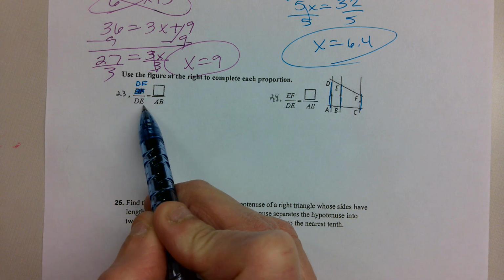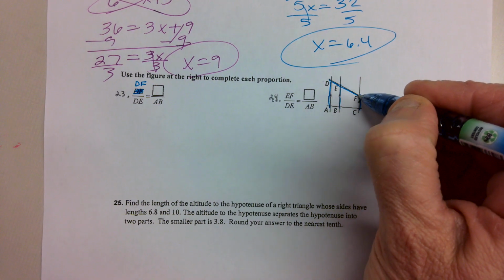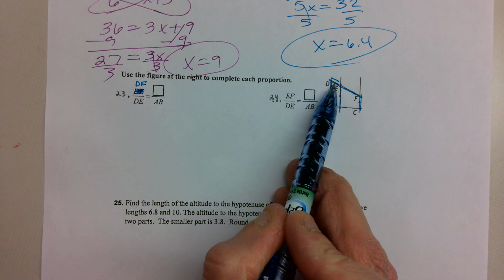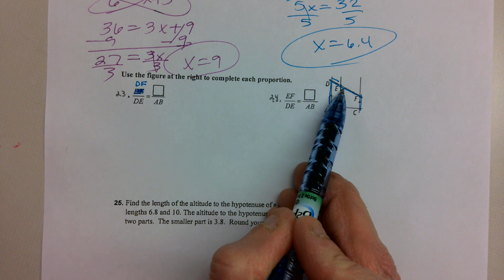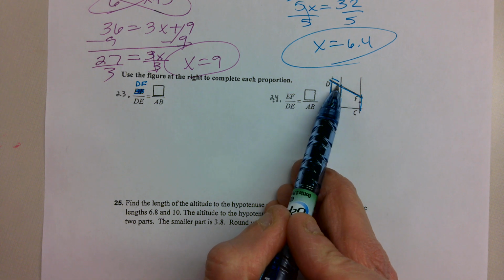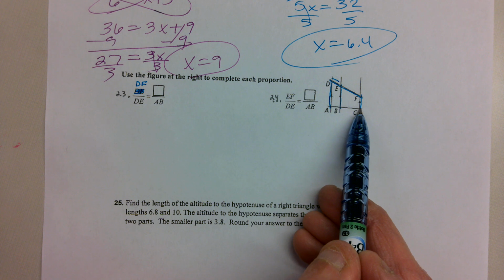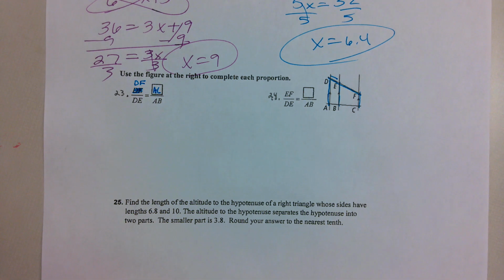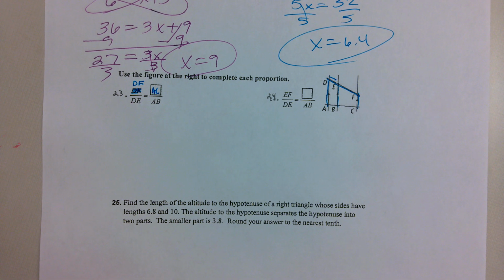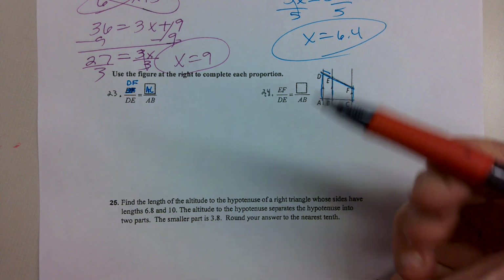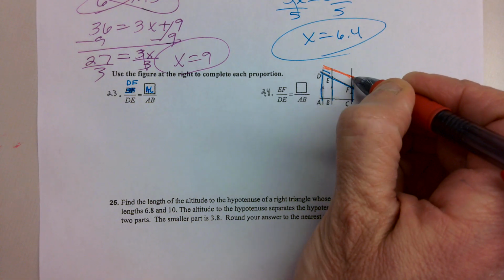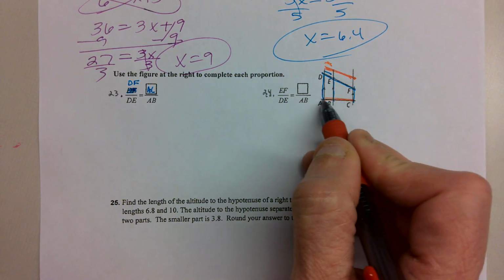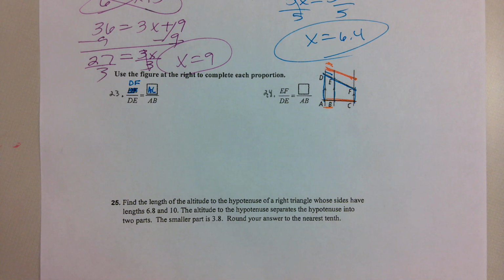So let's see what it is. DF over DE. So DF, the whole long thing, over DE, the little thing. So that should be equal to AC over AB. You guys see that? Because I did this whole long side over the little side. Then I got to do the whole long side over the little side.